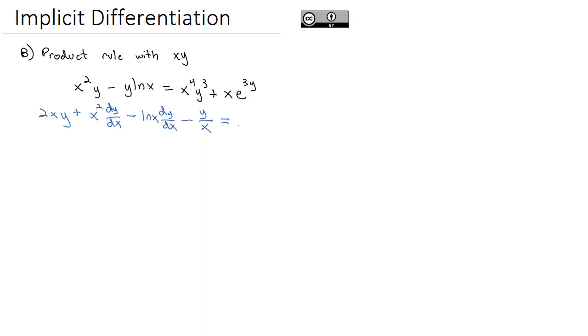equals, we've got another product. The derivative of the first is 4x cubed times the second, which is y cubed. No derivative of y, so we keep going. Plus, now we take the derivative of the second, which is 3y squared. And since we took the derivative of y, the chain rule is going to give us a dy dx times the first, which is x to the fourth.